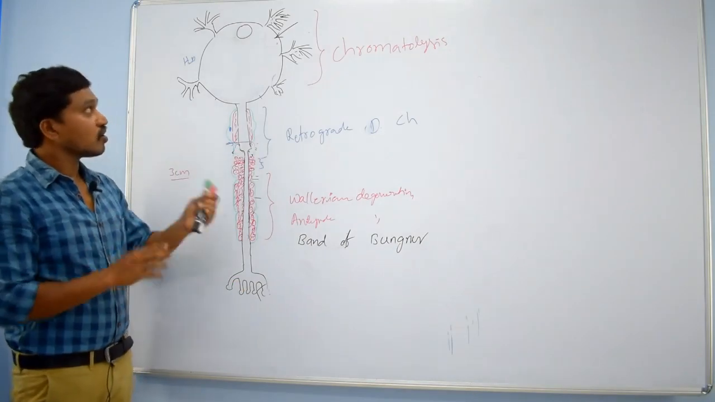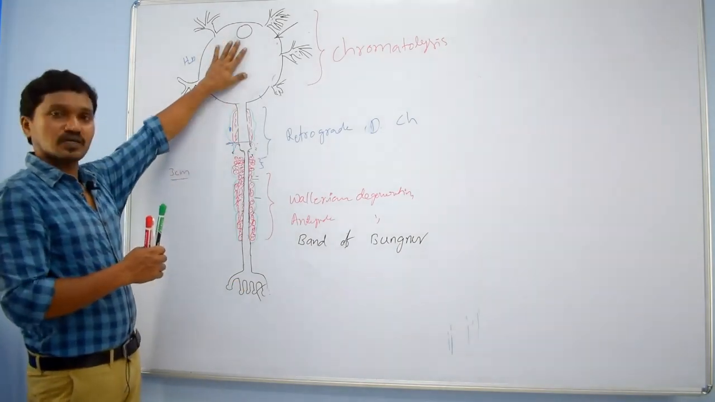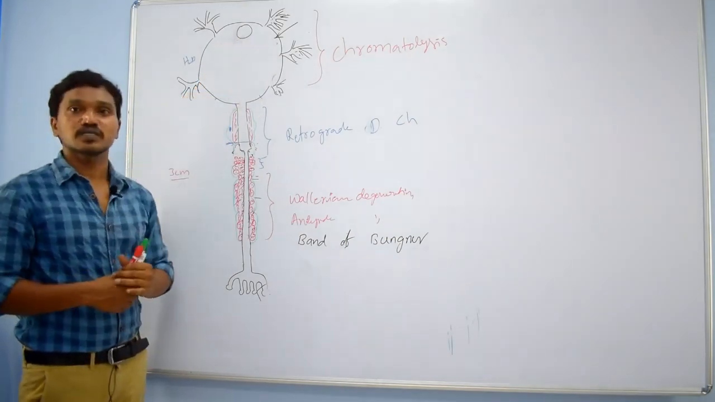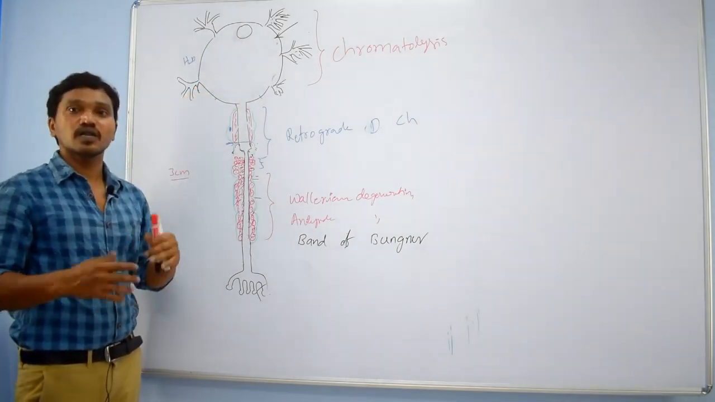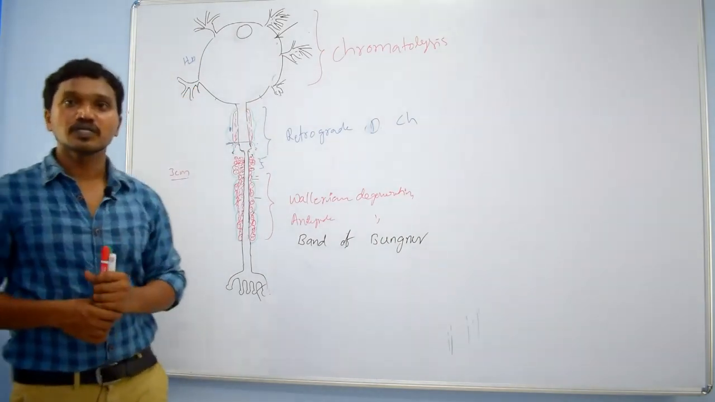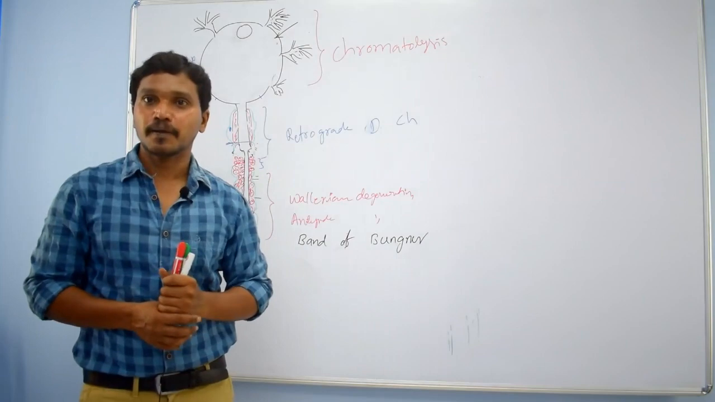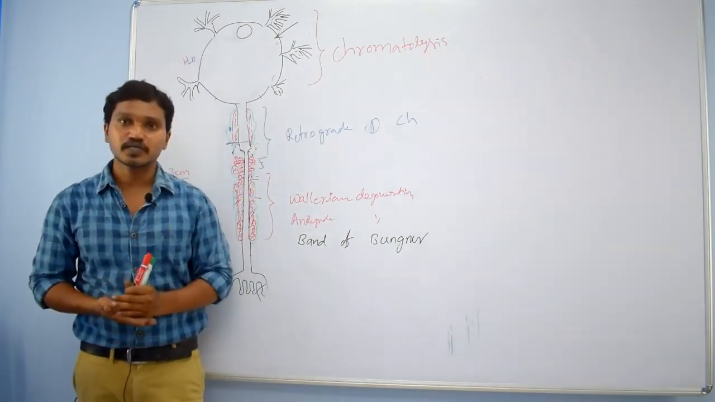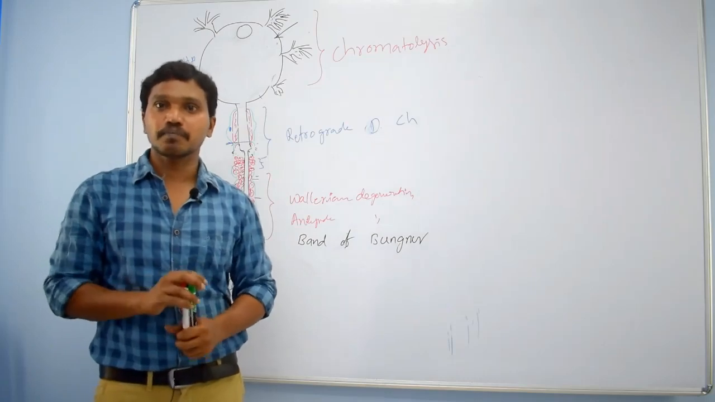So again, in the cell body also, all the changes which occur in chromatolysis will reverse, right? Now regeneration is completed, right? So this is about introduction to neuroanatomy. Next class we will discuss about the cerebrum, right?